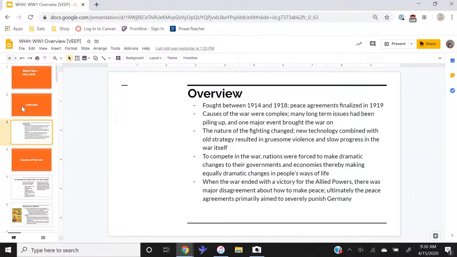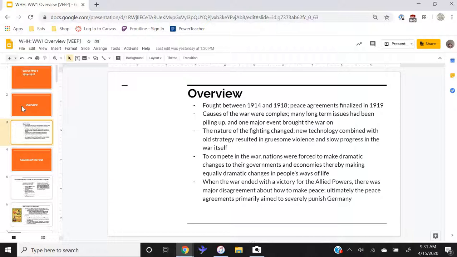The fighting itself during World War I changed quite a bit from wars past. With World War I coming in, there's a lot of new technology that had been developed, but they were being used with old military strategies. So you have this combination of new technology like machine guns and airplanes and chemical gases and barbed wire being used with strategies from 100 years past. And the result was not good for the people involved in the fighting.